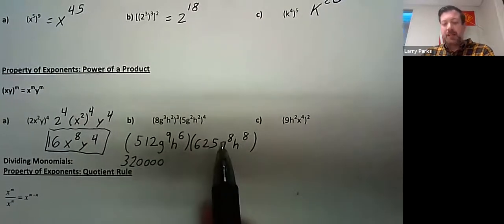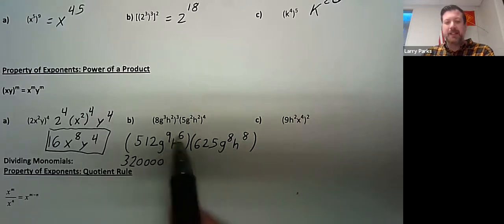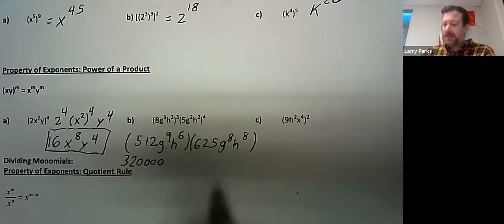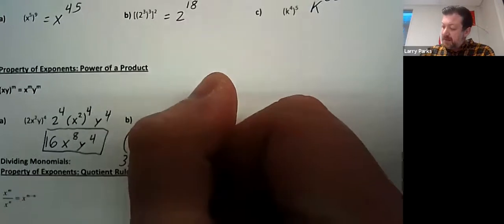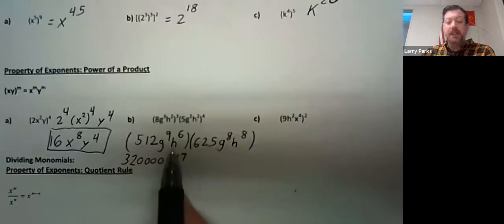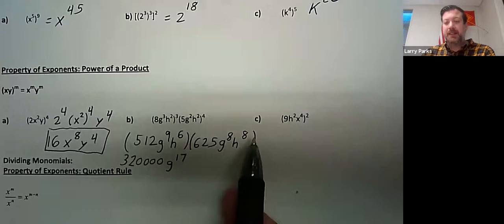G to the ninth times g to the eighth. Remember, when you multiply and you have the same base, you add the exponent. 9 plus 8 is 17. And then 6 plus 8 is 14.